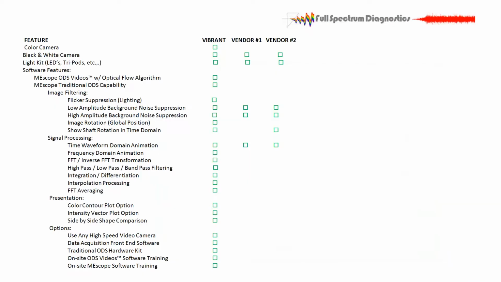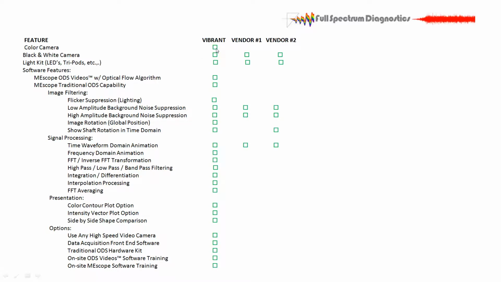All right, this is a work in progress. I just made this up this afternoon. I had a couple of customers that wanted to know a point-by-point feature difference between the Vibrant software and the other vendor softwares out there. Based on what I know, and I don't know everything about their software, these are the insights I know that they don't have. Everybody does a black and white camera. They have a light kit, things like that.